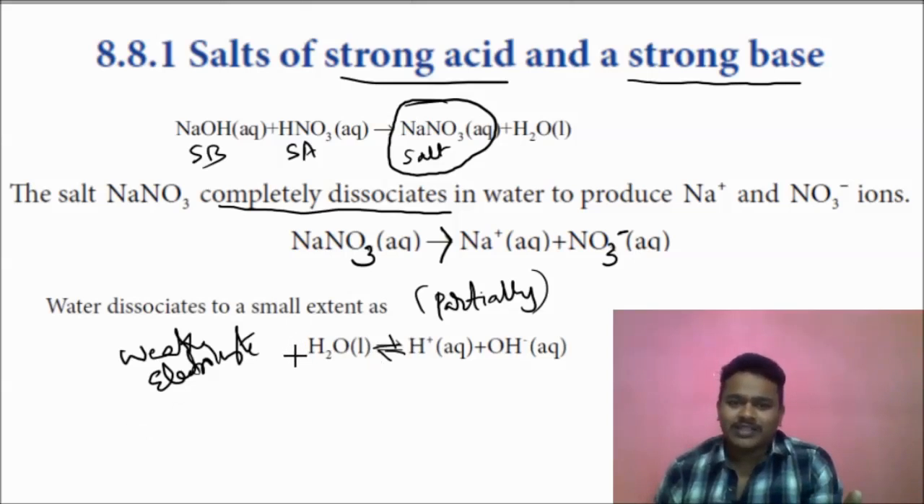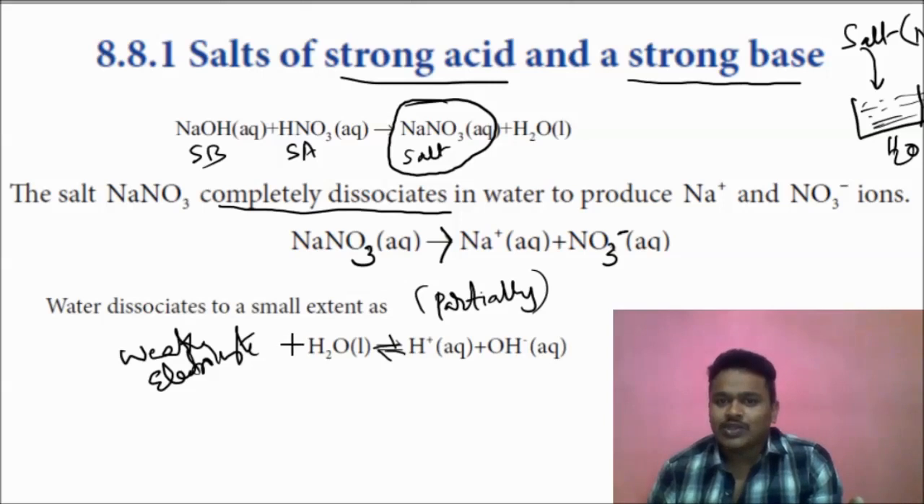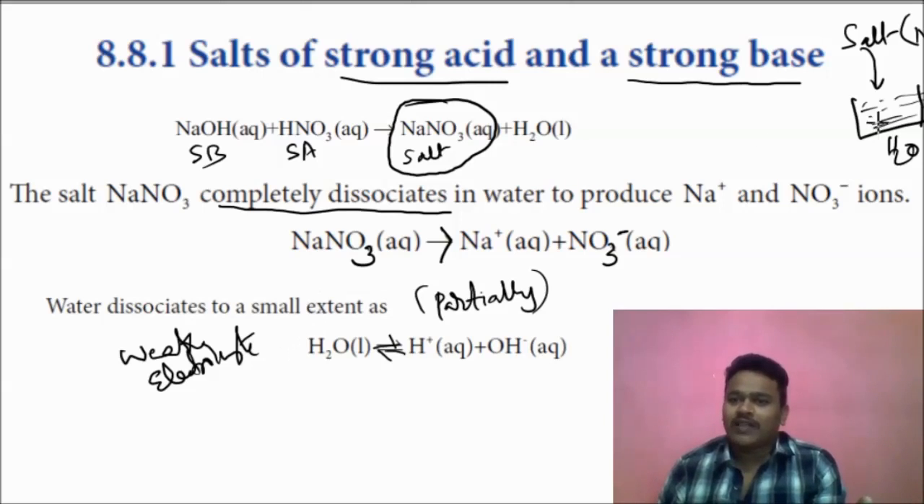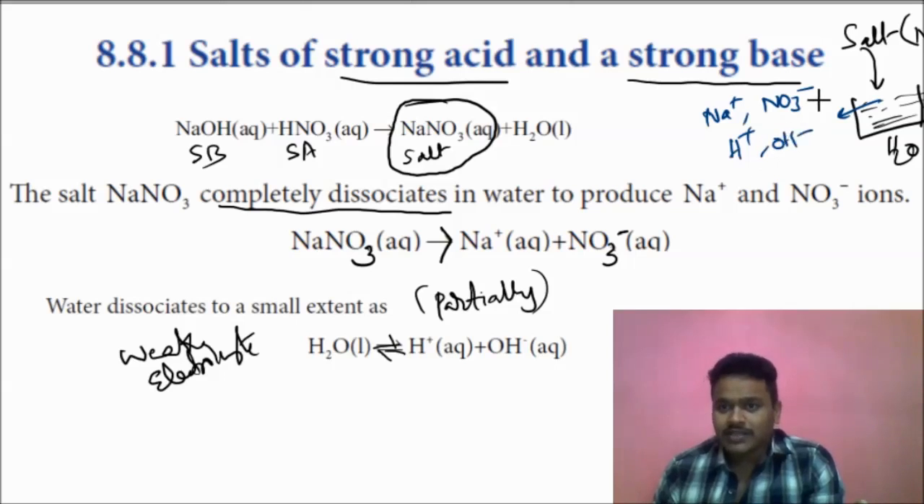Now, what is my concept here? Water is there. In water I added a salt. In our example, NaNO3 salt I am adding. Both combined, there is a solution. In the solution, what are the ions that are there? Na plus ions, NO3 minus ions, H plus ions, OH minus ions. All these ions are there in this solution.